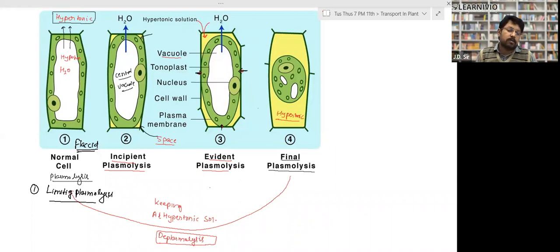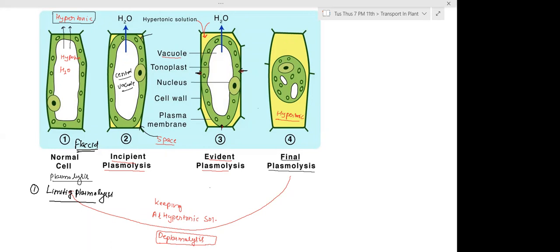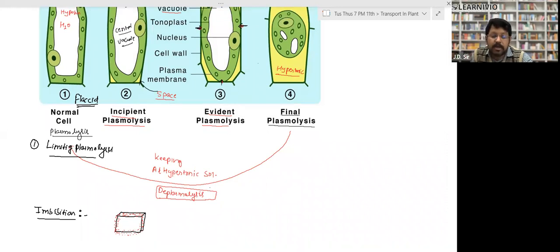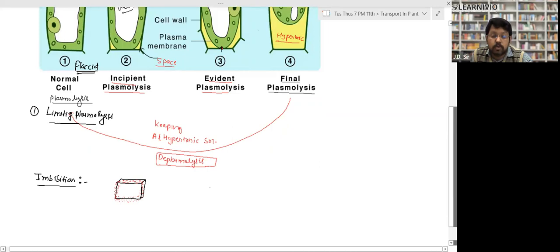So have a glance at limited plasmolysis, incipient, evident, and final plasmolysis, right? And let me know if it's clear or not. Yes, sir. Clear. Okay. So after plasmolysis, when we again keep these cells in pure water or hypotonic solution and the cell regains its shape, this is called deplasmolysis. So deplasmolysis is the opposite of plasmolysis, right?